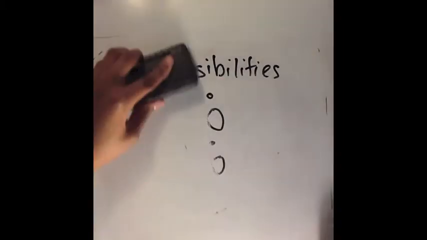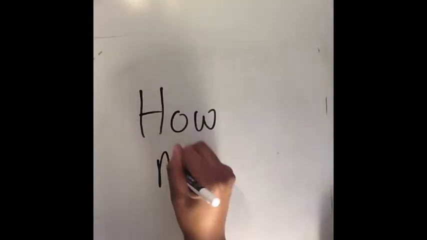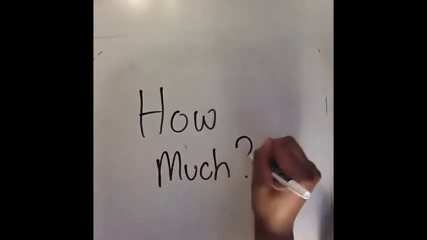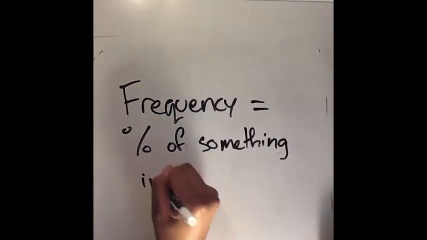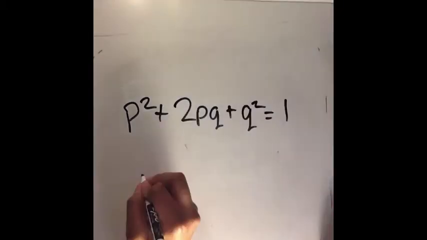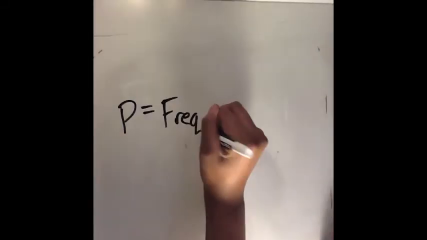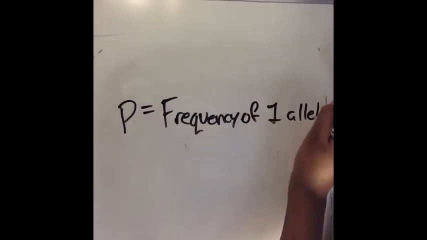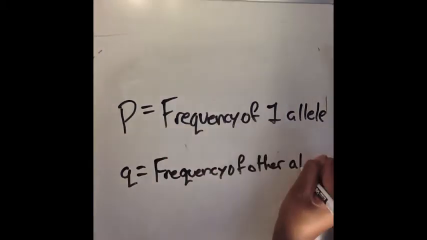We know that there are 3 possibilities, but we don't know the frequency of the genotype in a population. The frequency is the percentage of something available in a population. Our 2 equations are p squared plus 2pq plus q squared equals 1 and p plus q equals 1. And p is the frequency of one allele in a population, and q is the frequency of another allele. Let's look at p plus q equals 1.